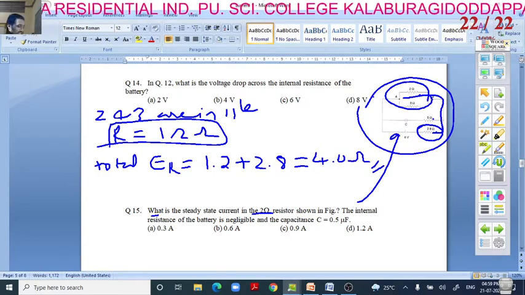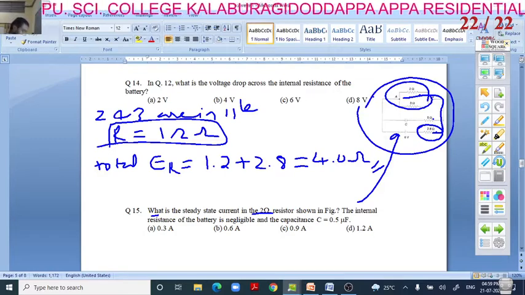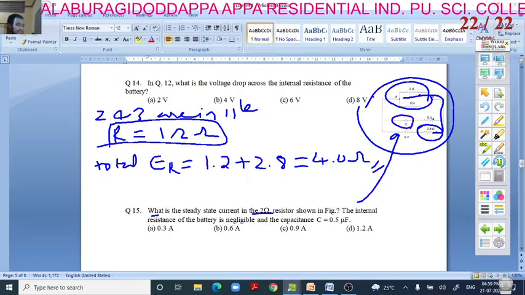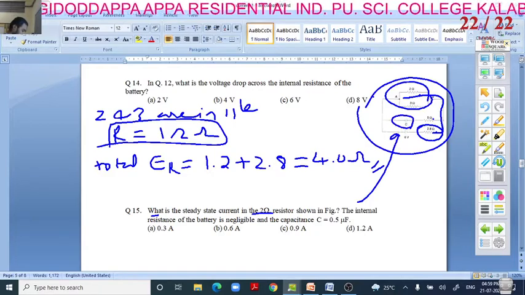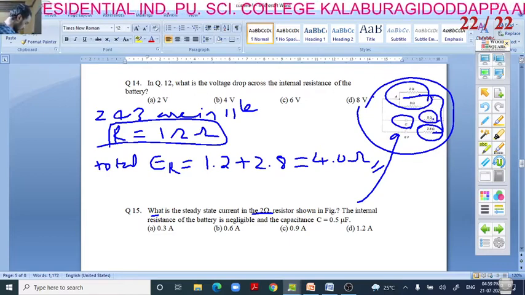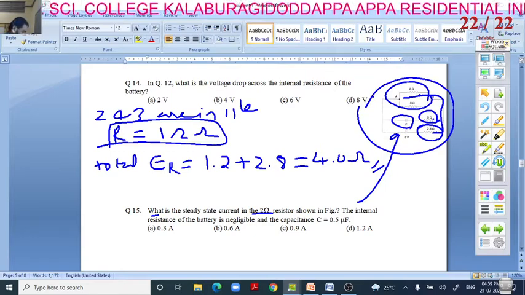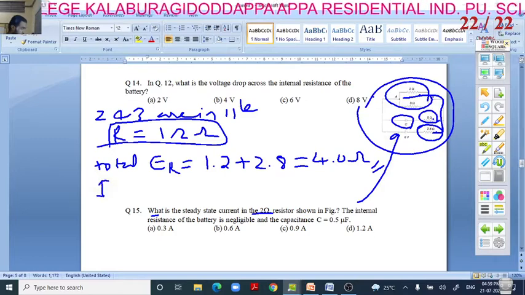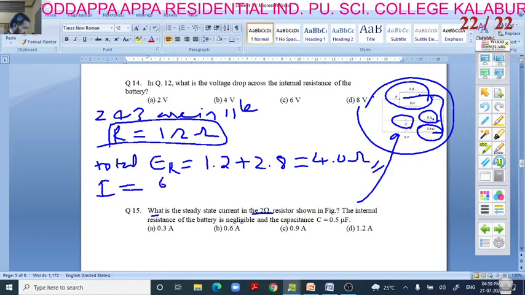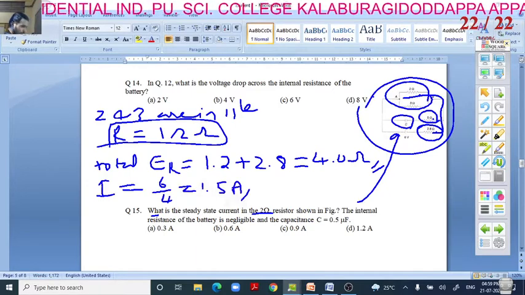In the steady state, no current flows through the capacitor C, hence no current passes through the 5 ohm resistor. Hence the current through the circuit is I equal to 6 divided by 4, that is equal to 1.5 ampere.